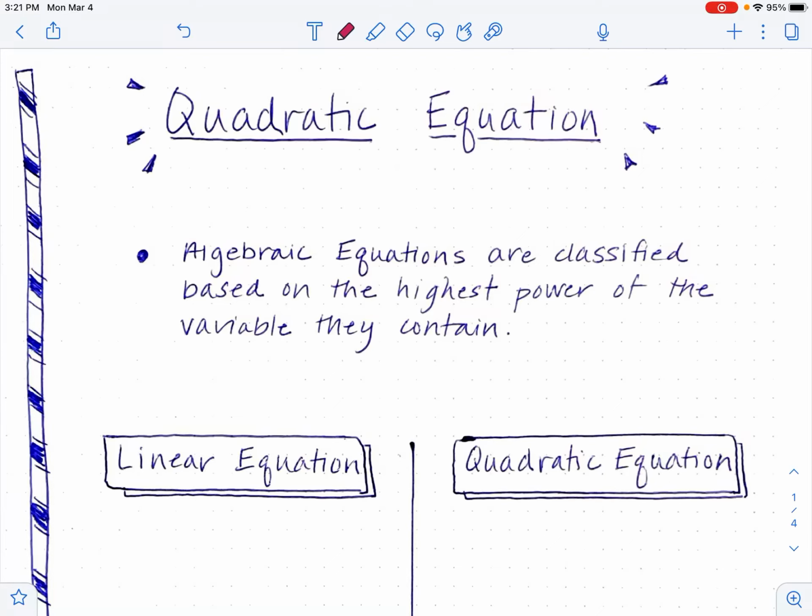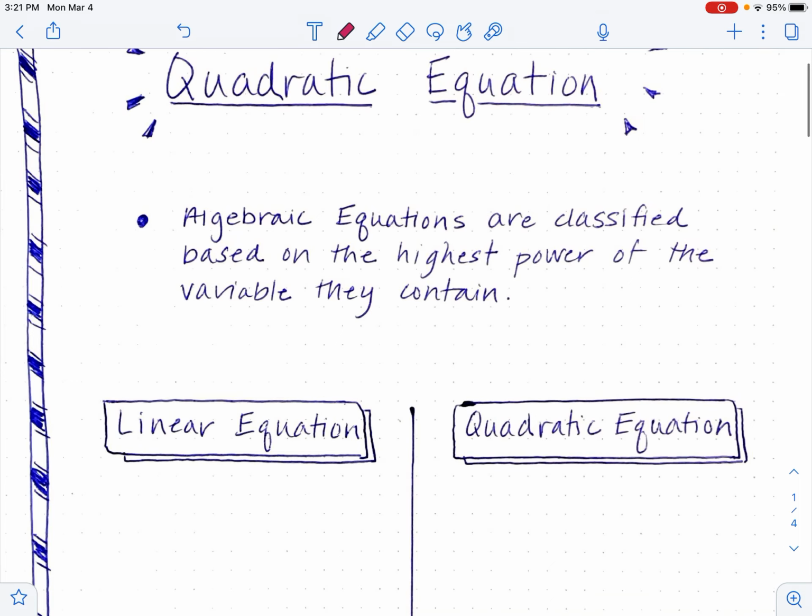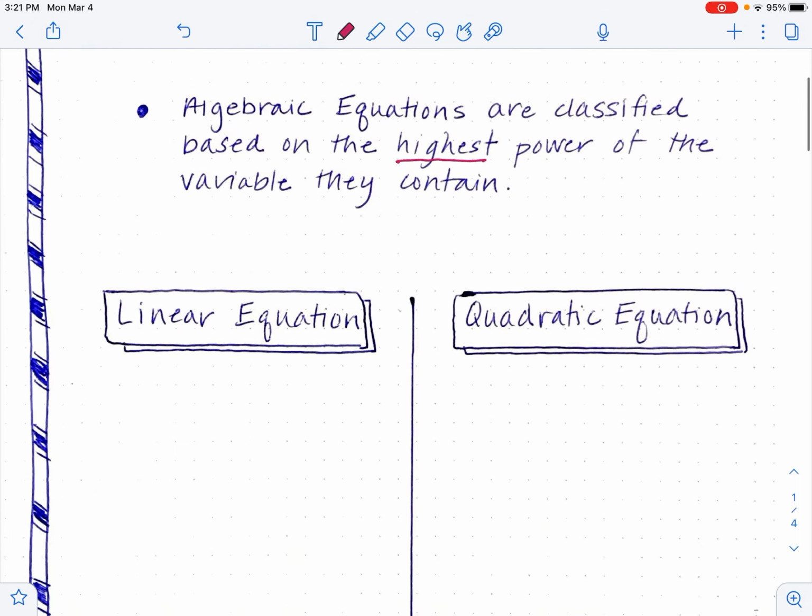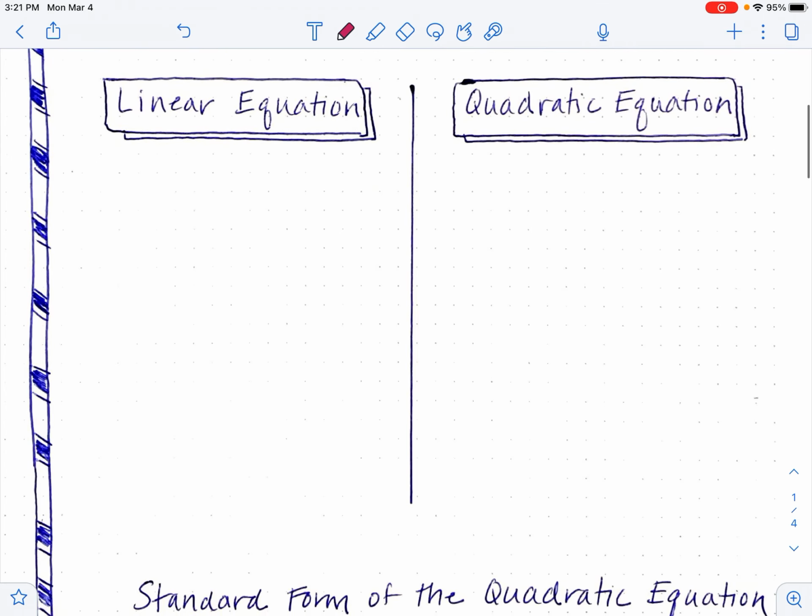Quadratic equations. Algebraic equations are classified based on the highest power of the variable they contain. If you think back to linear equations, y equals mx plus b, the standard form of a linear equation. What's the power of x? If it's nothing there, it's 1. Same for y. So the highest degree in a linear equation is 1. Variables are raised to the first power.